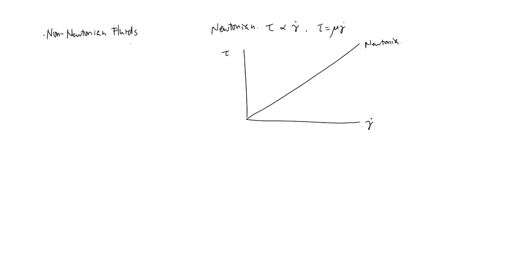So depending on the curve, you may have different types. For example, you may have a curve look like this, or a curve look like that. And the first type of this line, we just put 1. This is called dilatant fluid. The feature is that it exhibits shear thickening behavior.